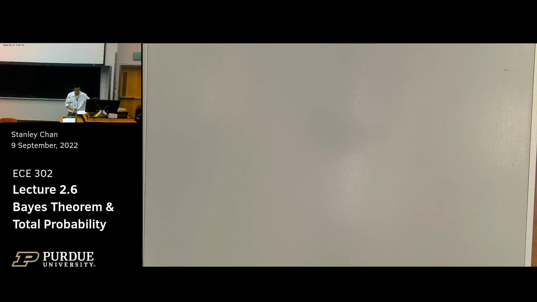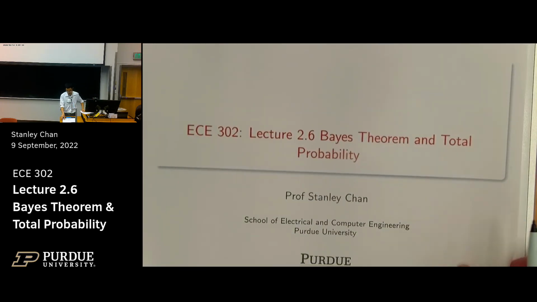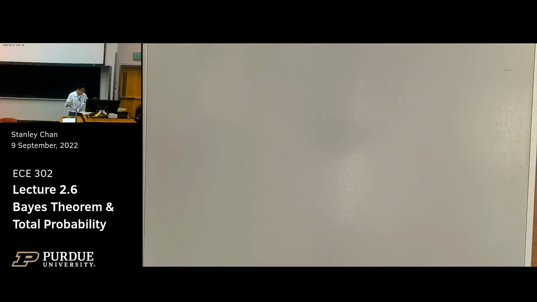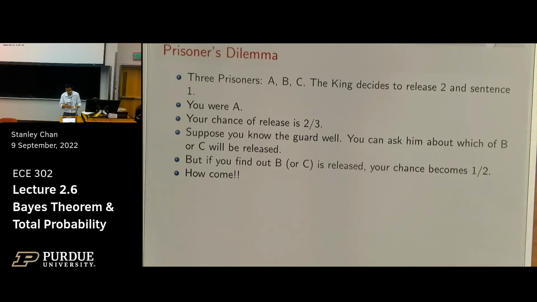Now I'm going to introduce another problem. Are you ready? Okay. So this is lecture 2.6 on Bayes Theorem and the Law of Total Probability. And let us start with this extremely interesting three prisoners problem.